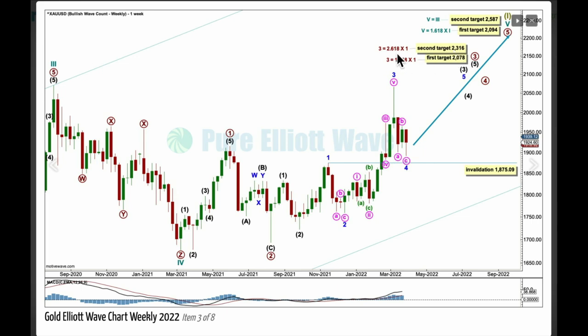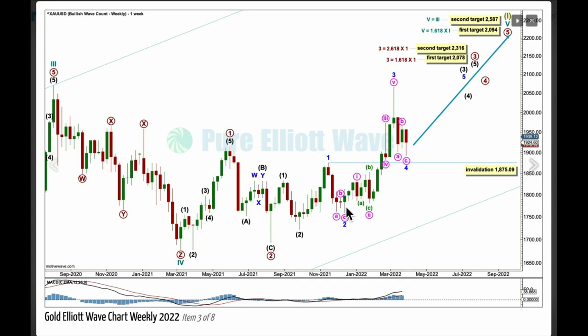Primary 3 will reach 2.618, the length of primary 1, at 2316. When we know which of these targets primary 3 is closest to and the length of primary 3, then we can start to have an idea which of these two targets for cycle 5 may be complete. The first target for cycle 5 is to reach 1.618, the length of 1, at 2094. The second target for cycle 5 is to reach equality in length with cycle 3 at 2587.